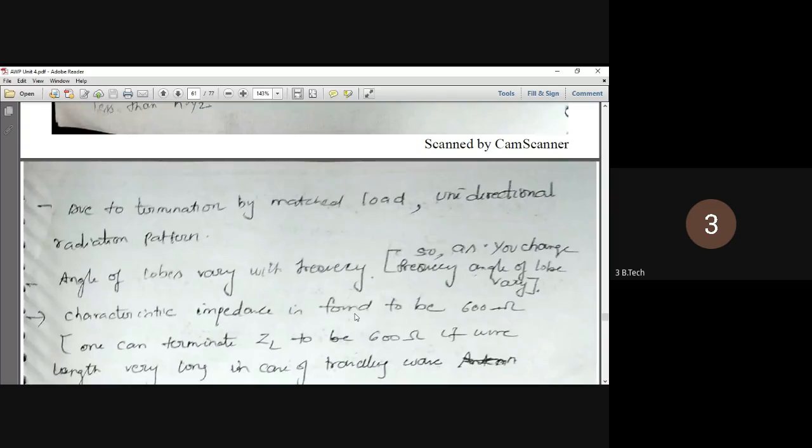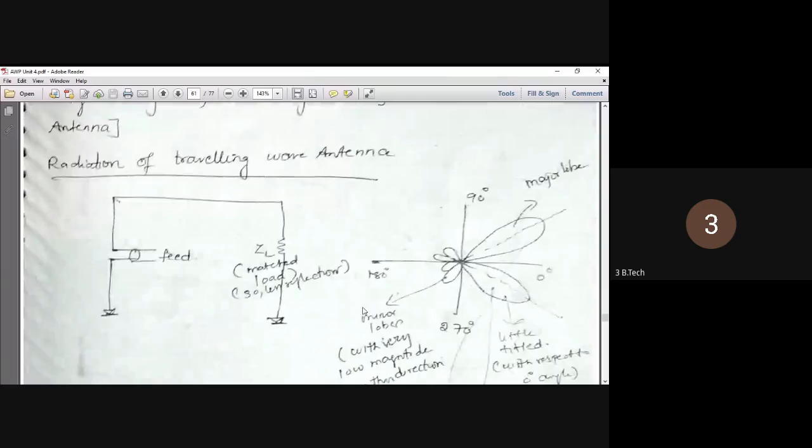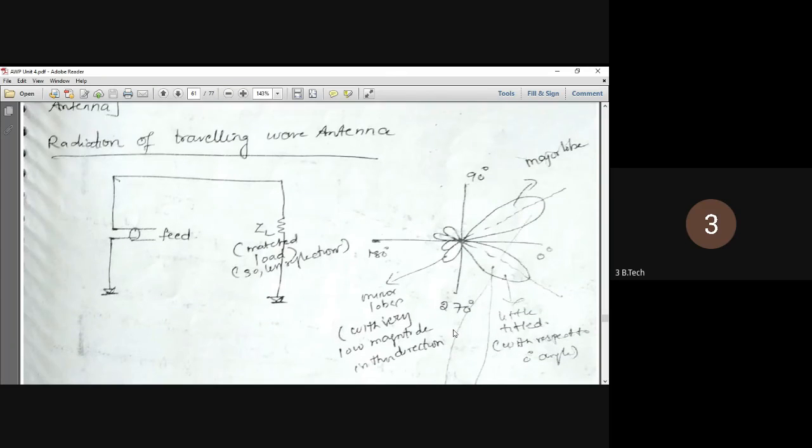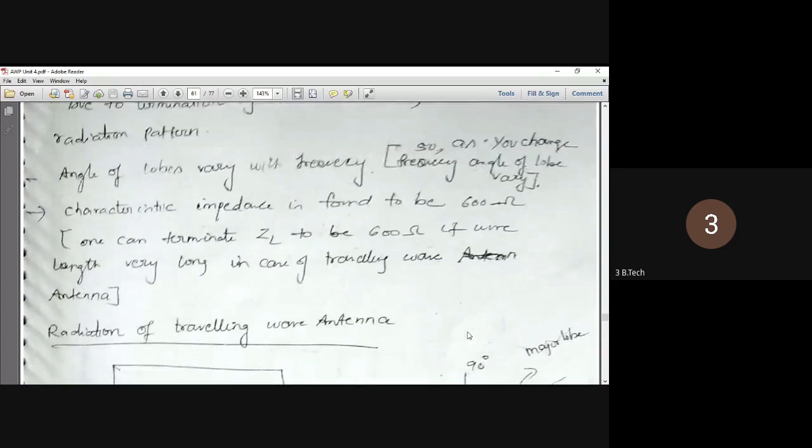So don't forget the basics here. In resonance we get a bidirectional radiation pattern, but in the non-resonance category we get a unidirectional radiation pattern. Like in this diagram you can see here. This is a unidirectional pattern example, right, with a few minor lobes, with very low magnitude in this direction, but the major lobes are a little tilted with respect to some angle. The angle of lobes varies with frequency here. So as you change the frequency, the angle of the major lobes also varies.